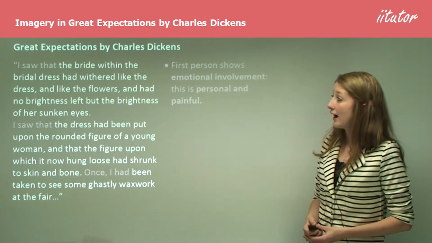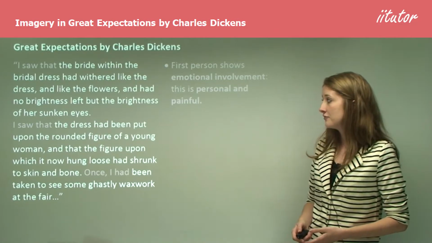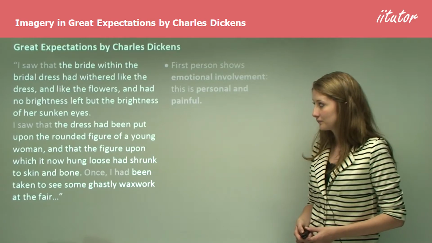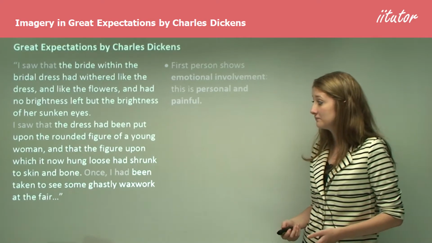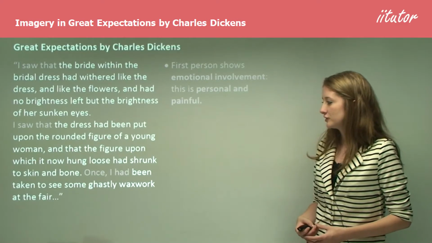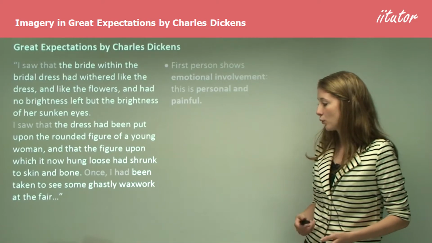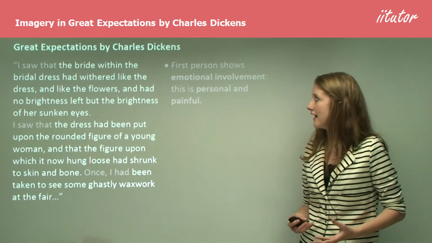I saw that the bride within the bridal dress had withered the dress, and like the flowers, and had no brightness left but the brightness of her sunken eyes. I saw that the dress had been put upon the rounded figure of a young woman, and that the figure upon it, which now hung loose, had shrunk to skin and bone. Once I had been taken to see a ghastly waxwork at the fair.